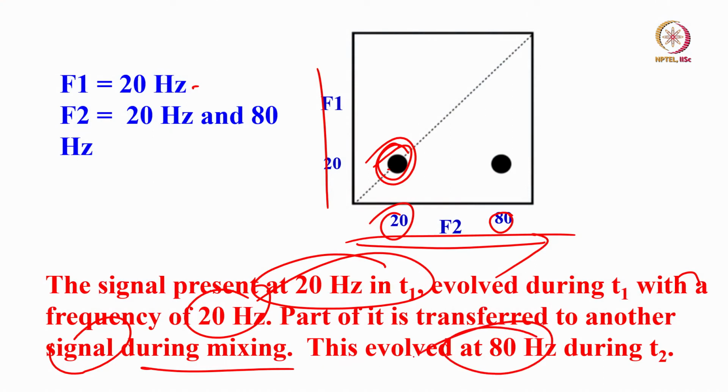Understand? The peak or signal which was evolving at 20 hertz during T1 continued to evolve at 20 hertz during T2. In addition to that, during the mixing period, it gave part of its magnetization to another signal or another spin, which evolved at 80 hertz during T2. This is what you have to understand. You have to interpret the 2D spectra like this.